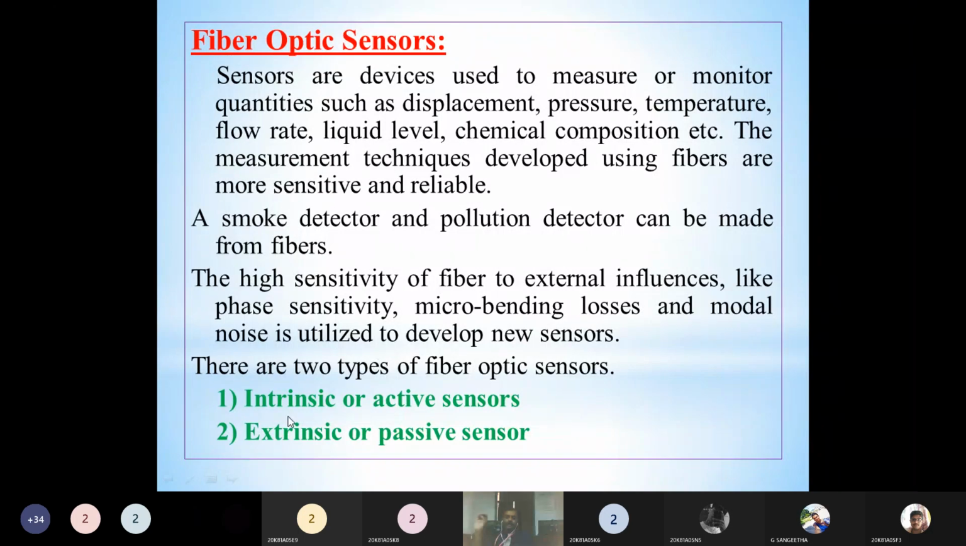Now, sensors are devices used to measure or monitor quantities such as displacement, pressure, temperature, flow rate, liquid level, chemical composition, etc. The measurement techniques developed using fibers are more sensitive and reliable. So based on these parameters, displacement, pressure, temperature, flow rate, liquid level, and chemical composition, sensors will work.